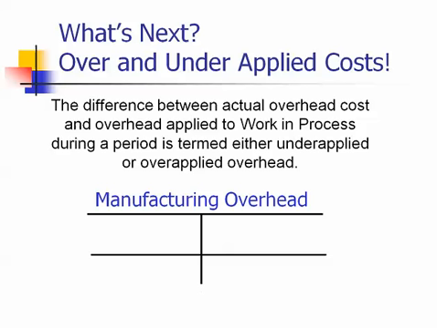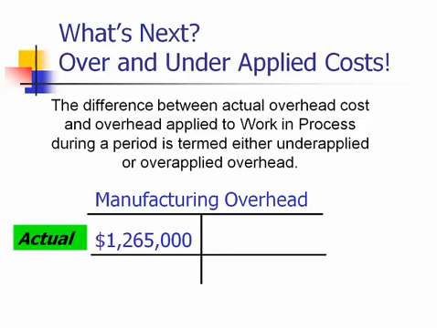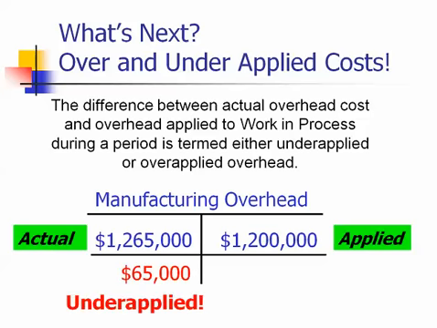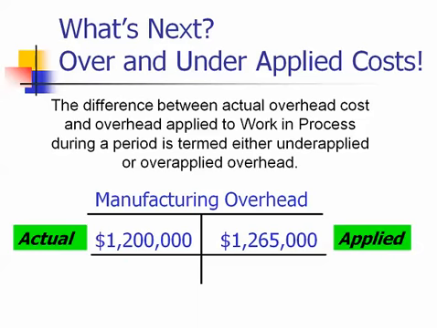When we applied manufacturing overhead on the basis of a predetermined overhead rate, it was likely that the amount of actual overhead incurred during a period was different from the amount that we applied. We referred to this difference as either over or under applied overhead. When actual overhead is more than the amount that is applied, we have under applied our overhead. When the actual overhead is less than the amount applied, we have over applied overhead.